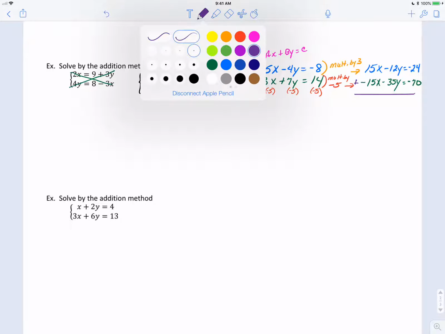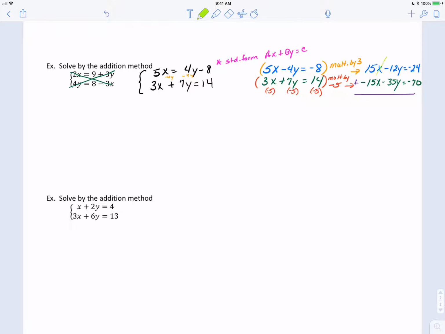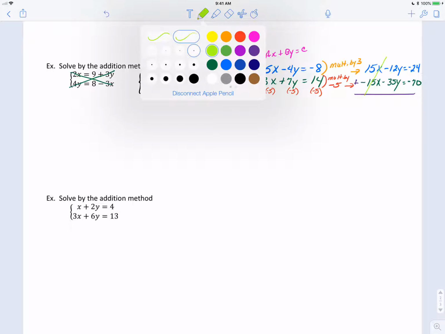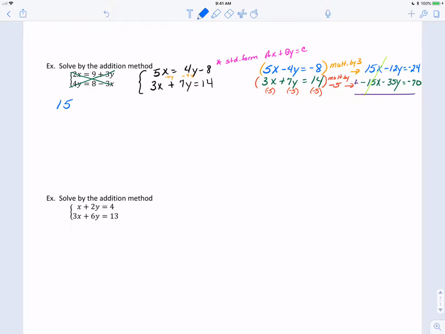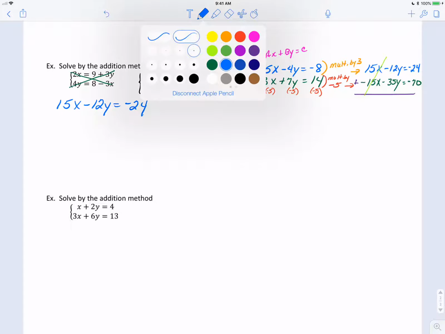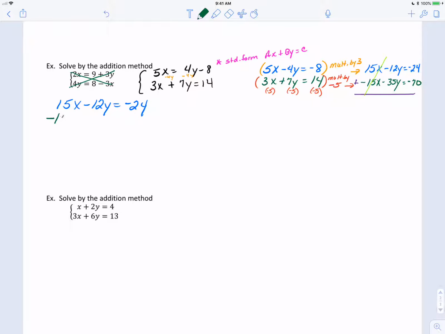so those become 0. So positive 15x minus 15x. Actually, guys, I know that that's getting a little crowded over there, so I'm just going to rewrite these two equations over here so that you see them better. So negative 15x minus 35y is equal to negative 70. Okay, that's a little bit better.